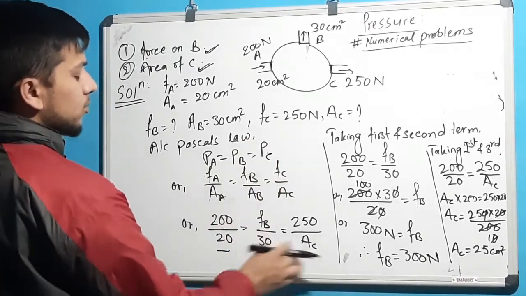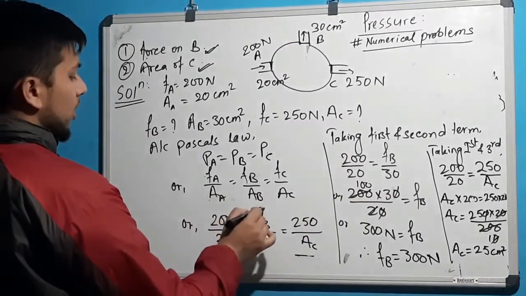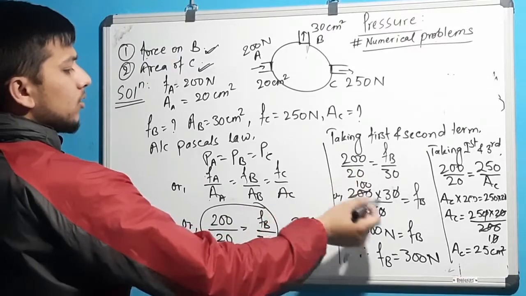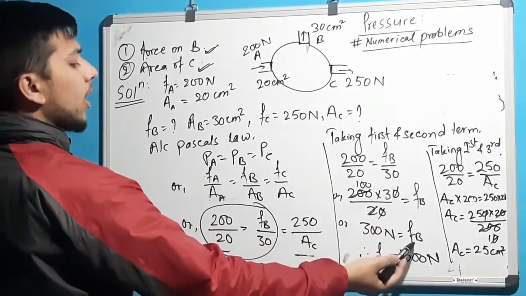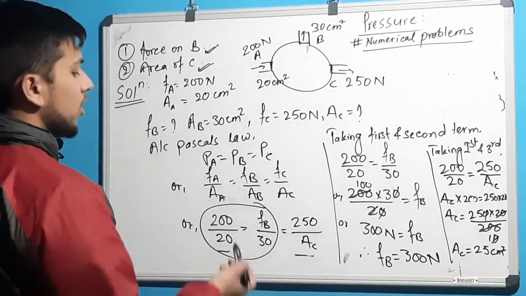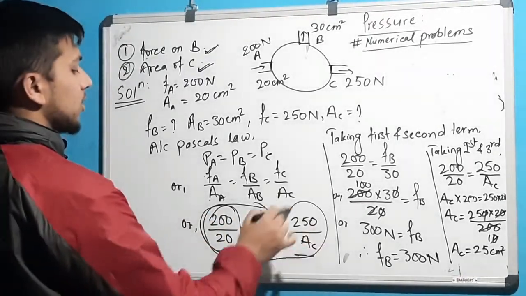And we have to put these values. And taking first and second term, then what will be this, and you have to cross multiply here, and FB will be 300 Newton. Newton is the unit of force. In similar way, you should take this first term and this last term.